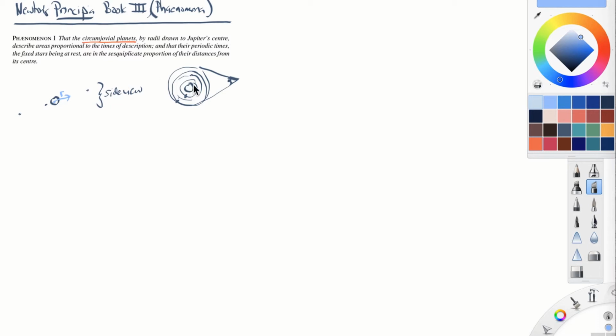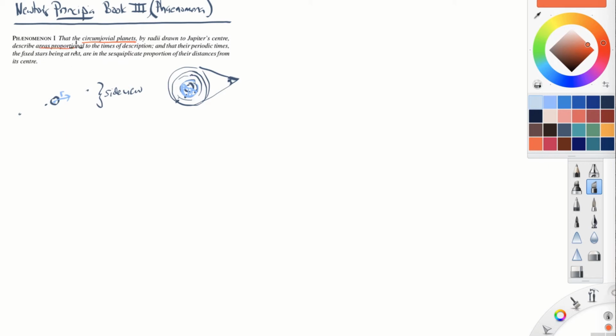So if you were to look at one of these planets going around, one of these moons going around Jupiter, you would notice that in equal times, they sweep out equal areas. Okay, so the area that this sweeps out, this is a terrible drawing right here, but the area that this sweeps out in a given time, looking from above, which you could deduce from looking at it from the side, they have equal areas in equal times, or the area is proportional to the time of description. Okay, so that's the first point he makes.